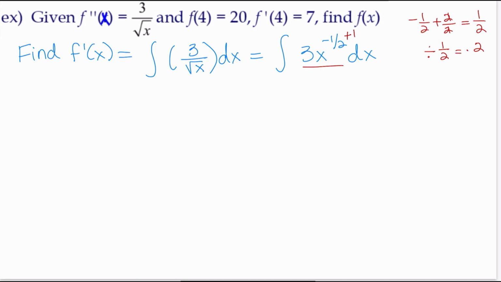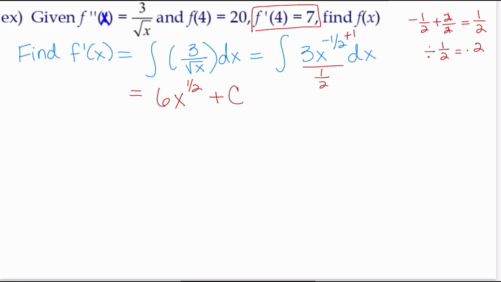So then here, when I divide by 1/2, which is going to be my new exponent, I'm going to end up with 6x to the 1/2 power plus c. So that's going to be my answer so far. They have told me that f prime of 4 is equal to 7. So I'm going to go ahead and use that information so I can solve for c.